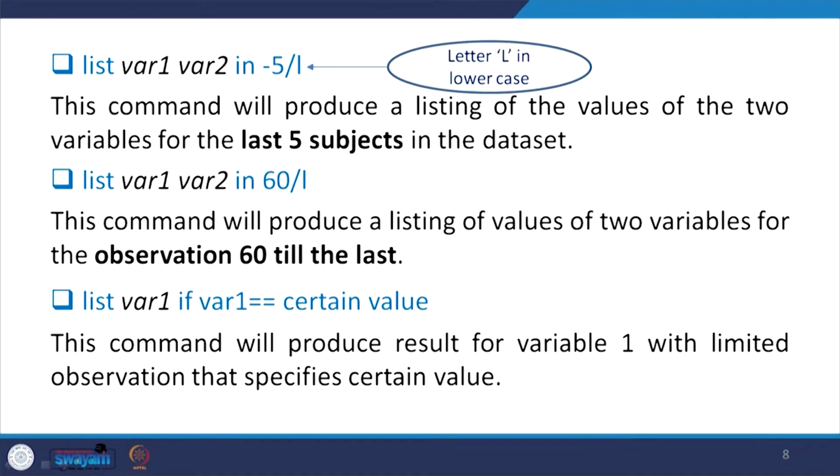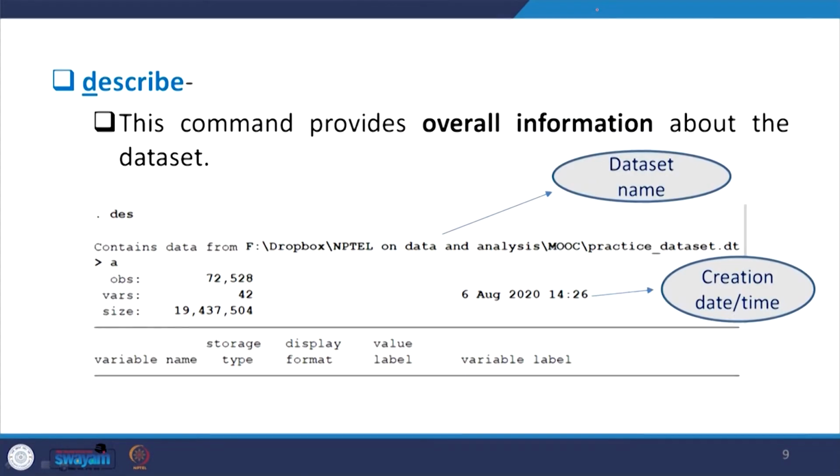Similarly, list variable 1 if variable 1 double equal to certain value. If you want to get certain values, and how variable 1 looks like with certain values is very important. This command will produce a result for variable 1 with limited observations that specify certain values, okay. Any value you just enter and you will certainly get that. But the if command is essential, because you are conditioning to a particular value, alright. So, I am not going to explain it; if you are stuck we will clarify in the doubt class, okay.